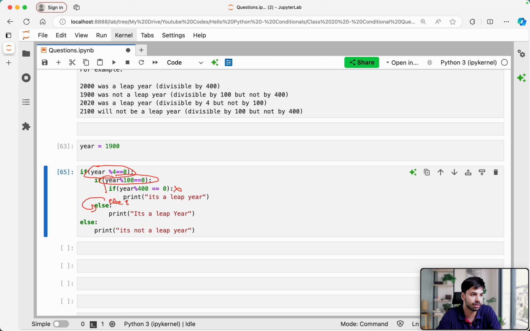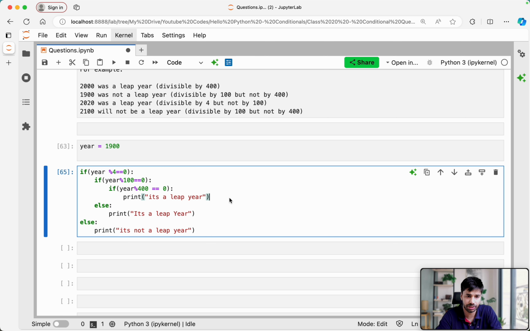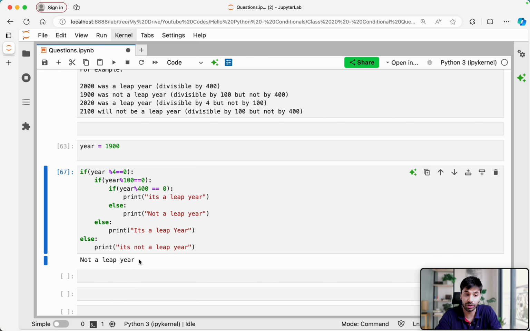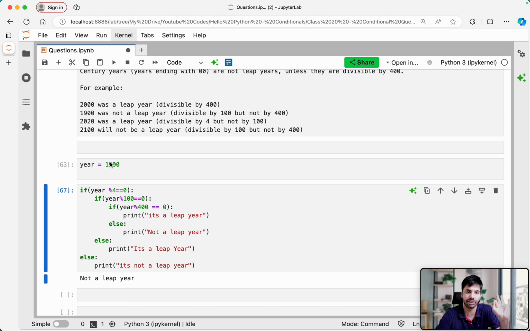So to correct this, let me remove everything. To correct this, what we have to do is else, right? Print not a leap year. The output is different now, so I know where it is coming from, and now it is showing not a leap year. So this is your final code where for each and every case you are going to get whether it is a leap year or not, because you will see that I have handled if and else both for each and every block of my statement.